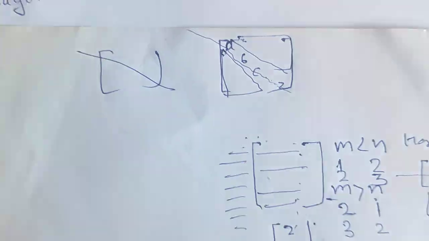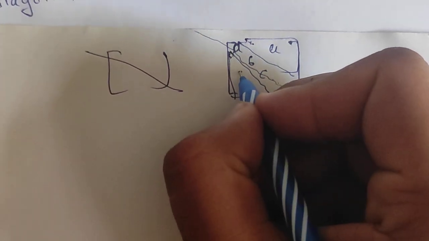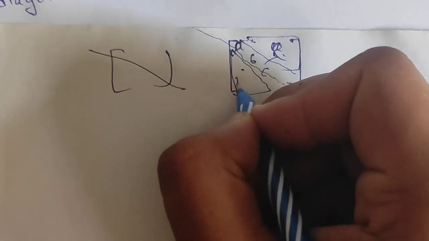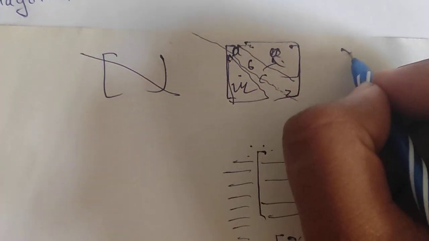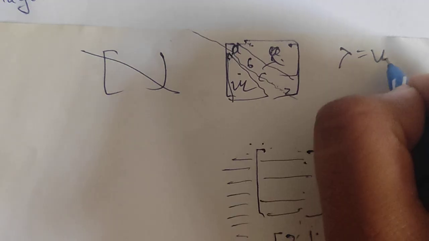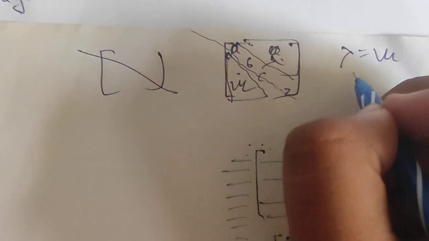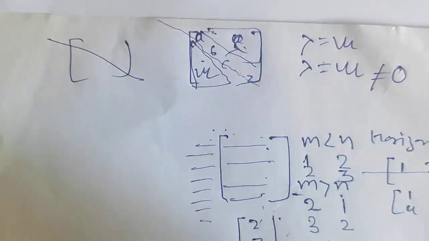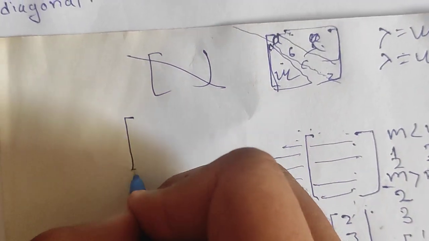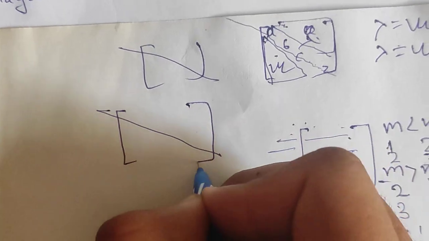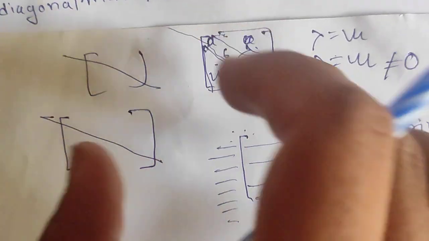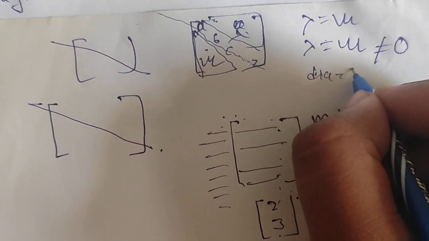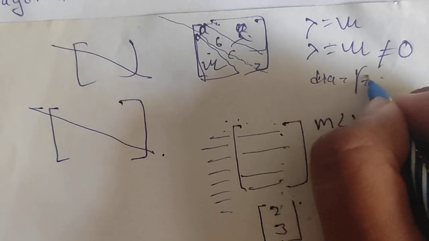Imagine this is lambda and this is mu. For the diagonal, lambda is equal to mu. If lambda and mu are not equal to 0, then what happens? In this case we can say that this is the diagonal matrix, and since this is not 0 and the diagonal is also not 0, we call the diagonal gamma, so gamma is not 0.